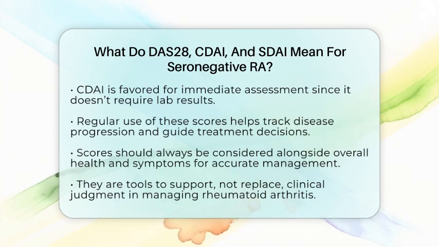It's important to remember that these scores are just tools to support clinical judgment. They should always be interpreted alongside a patient's overall health and symptoms. In seronegative RA, where disease signs can be subtle or atypical, using these scores regularly helps ensure that treatment is tailored to each individual. Always consult with a healthcare professional to understand what these scores mean for your specific situation. They are part of a comprehensive approach to managing rheumatoid arthritis effectively and safely.